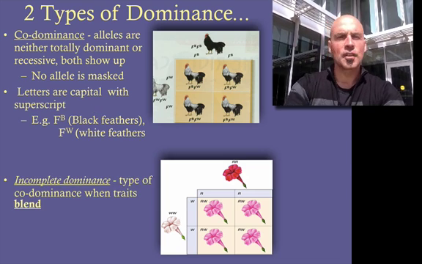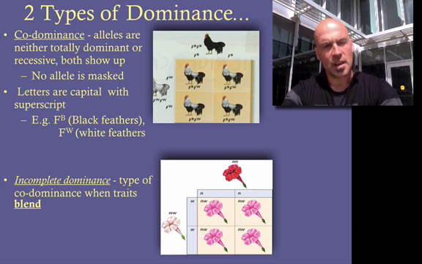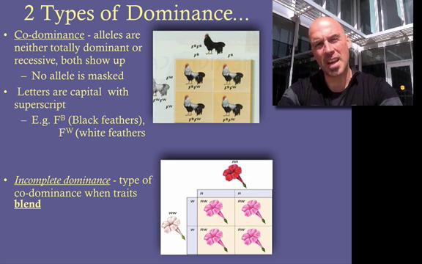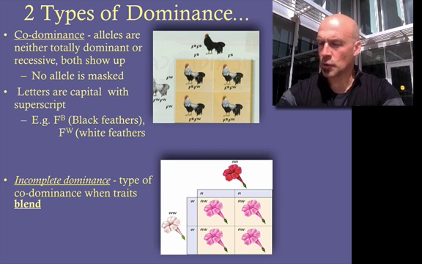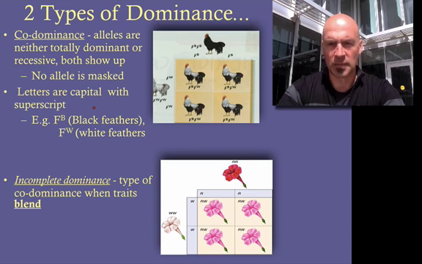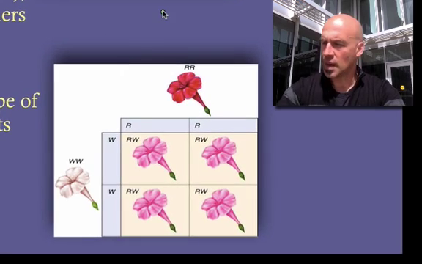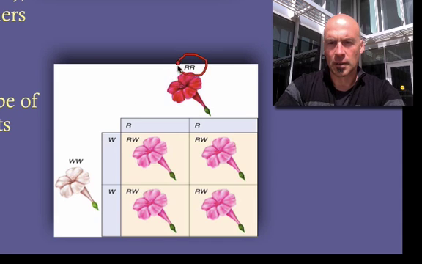All right, the next is incomplete dominance. Incomplete dominance is a type of dominance, similar to codominance, but the traits blend. If you look over here at our carnations, we've got dominant red and we've got dominant white. Again, here's our Punnett square that we're setting up, bringing them together right here.